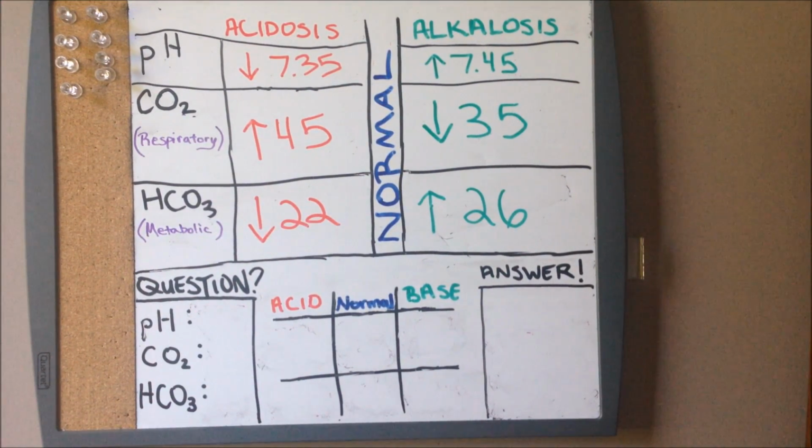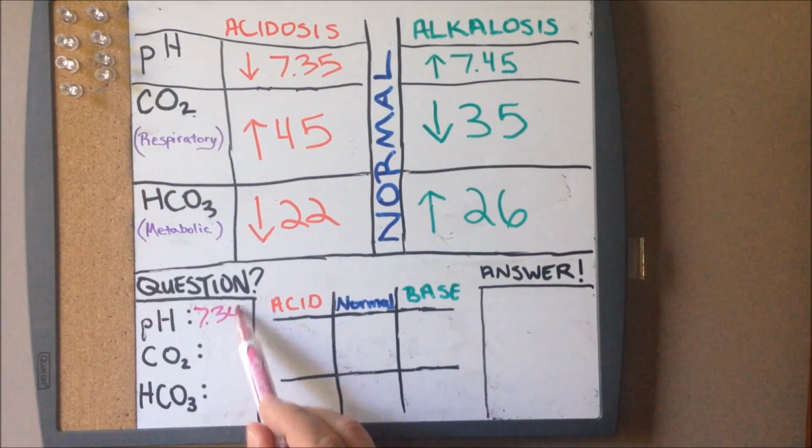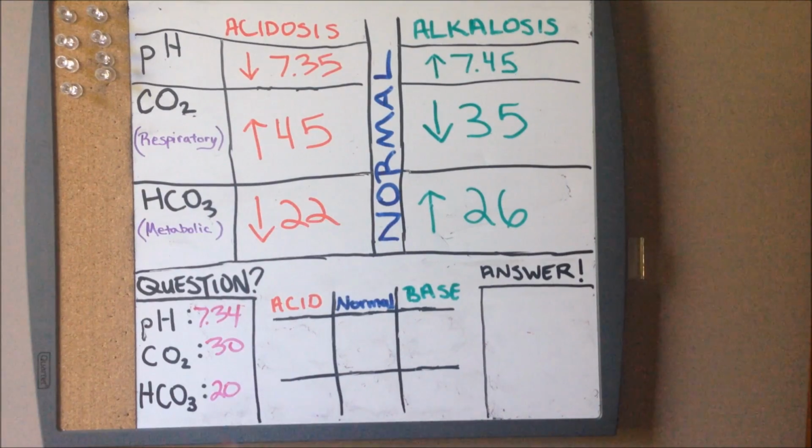All right, guys, let's move on to our next question. This is number 7. We have a pH of 7.34, a CO2 level of 30, and a bicarbonate level of 20.